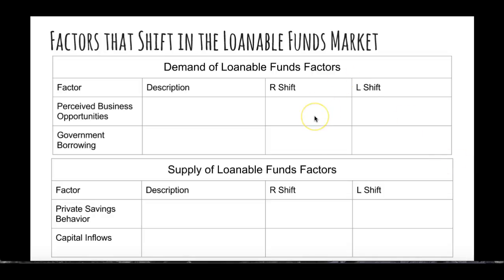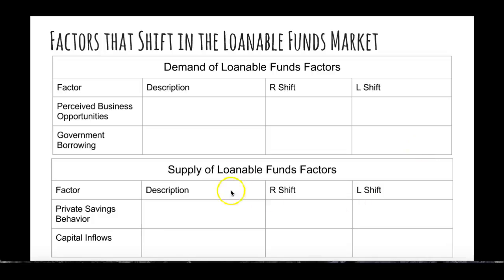So a right shift would be an increase in the demand for loanable funds if they think that the rate of return on future investments or future projects is going to be going up in the future. And a left shift is obviously if they think the rate of return on future projects is going to be going down in the future. Government borrowing: obviously, the government has to borrow money sometimes for their spending because they don't want to change taxes. So an increase in government borrowing is obviously a right shift, and a decrease in government borrowing is a left shift.